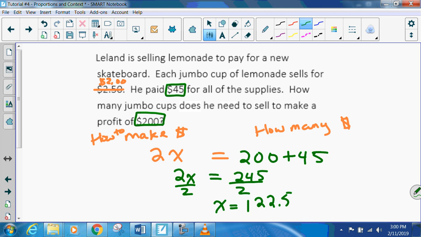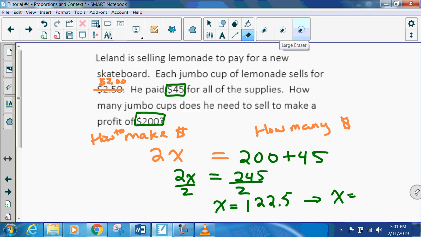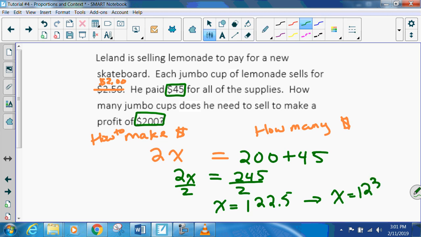Now, if you're running your lemonade stand, you really wouldn't stop and say to somebody, you know what, I'm not going to sell you the whole thing. I'm just going to sell you half because that's all the money I need to make. No. So instead of 122.5, how many cups of lemonade does Leland actually have to make? Well, if you said that Leland has to sell 123 cups, then you're right. If you said 122, then Leland would be a little short of the money that he needed.